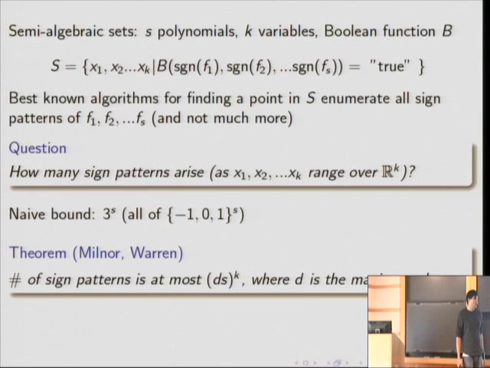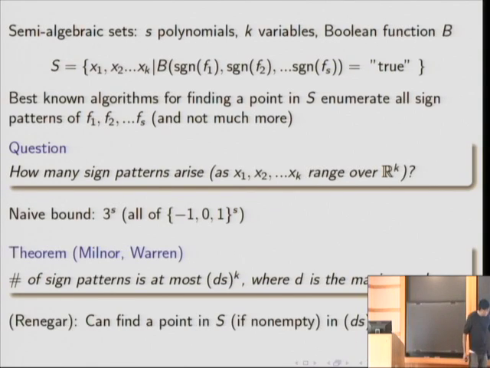And it depends only polynomially on the number of polynomials. So this is a really amazing theorem, and there's actually no known elementary proof of this. It's kind of remarkable that it's found so many applications in theoretical computer science, but there's no proof that doesn't go through Morse theory, in fact.